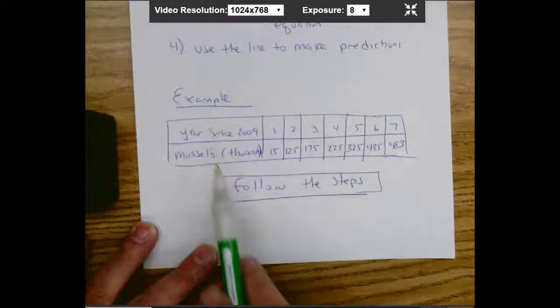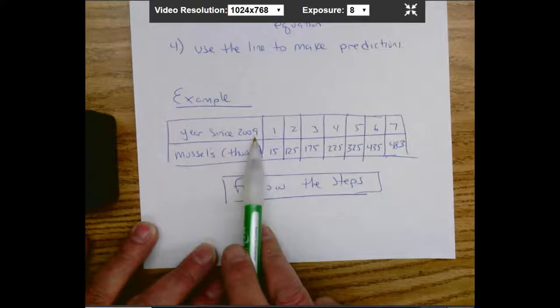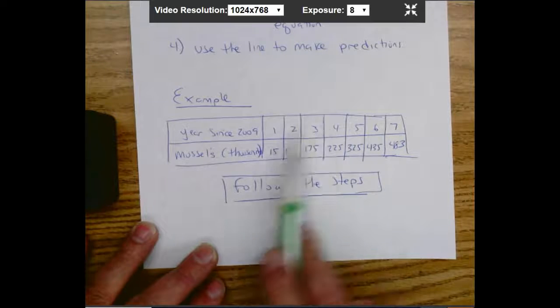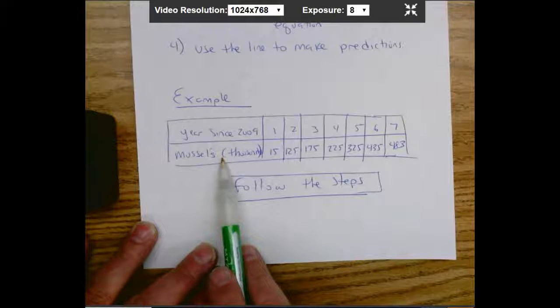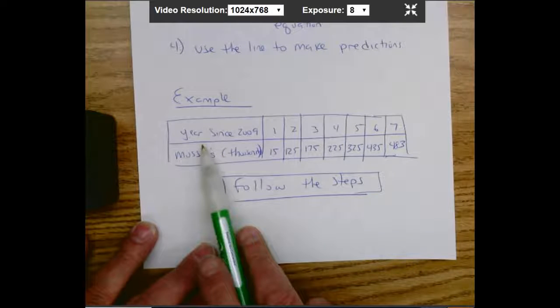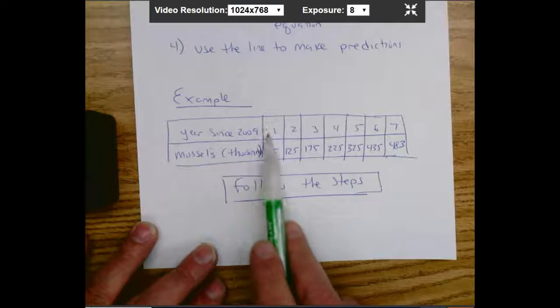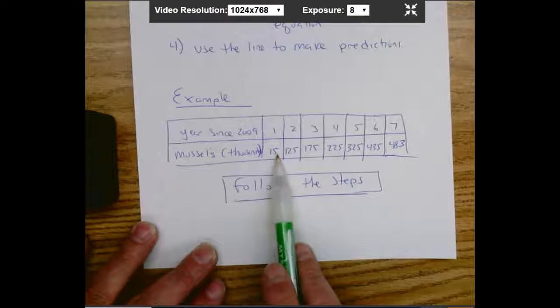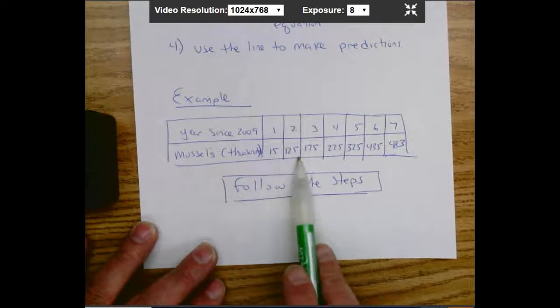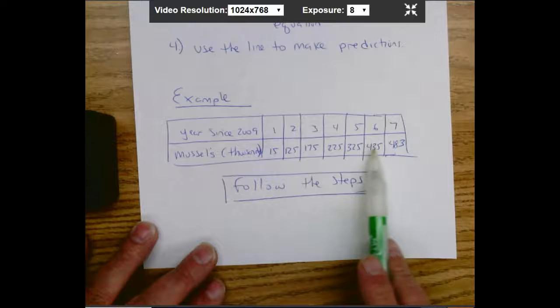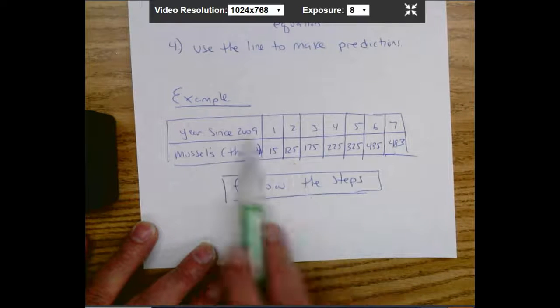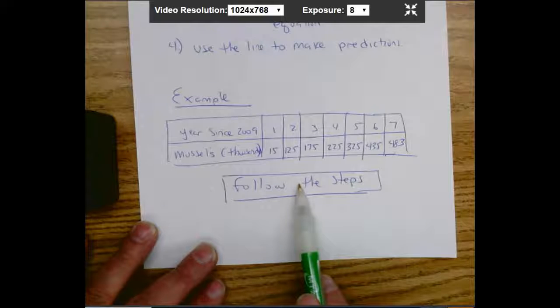So here we have some data. We have years since 2009. This is 1 year, 2 years, and so on. And then we have muscles. The muscle population is what we're talking about. So in 1 year since 2009, the first year it's 15,000. The second year, 125,000. It's just increasing a certain amount. And we're going to use this data. We're going to make a scatter plot. We're going to put a line of fit in there. And then we're going to see how we can use it to make predictions.